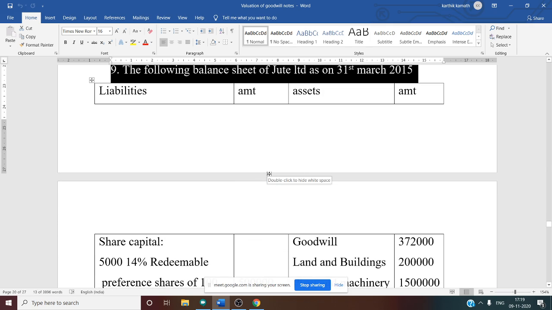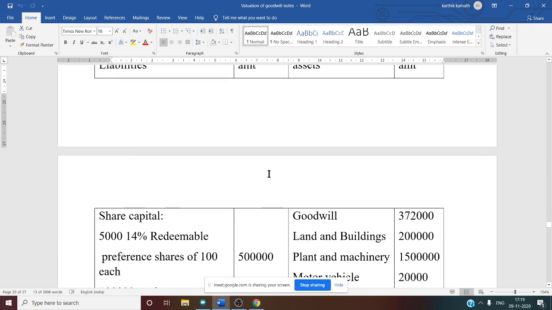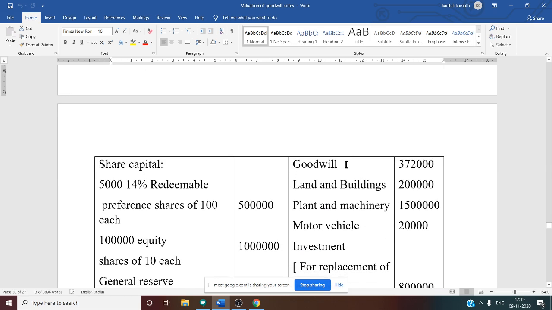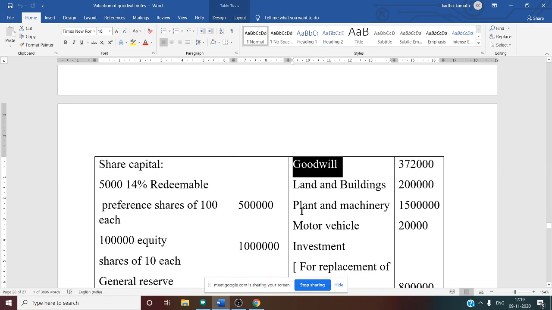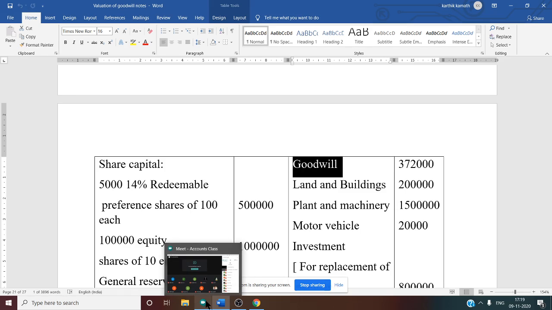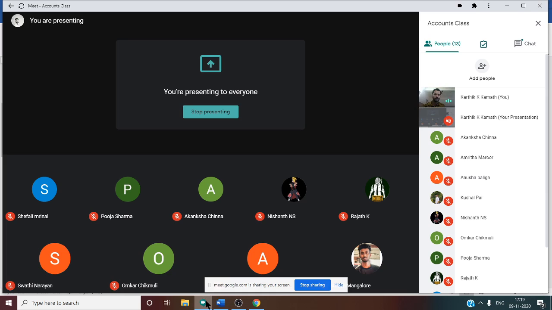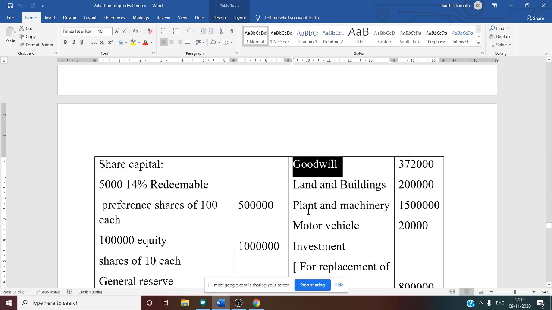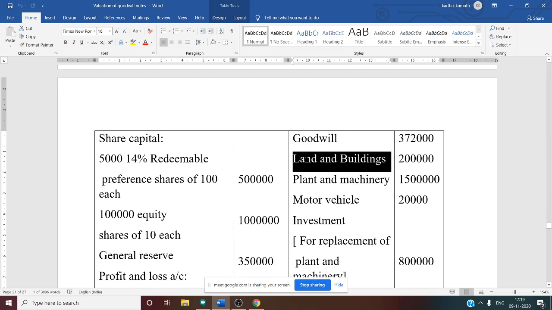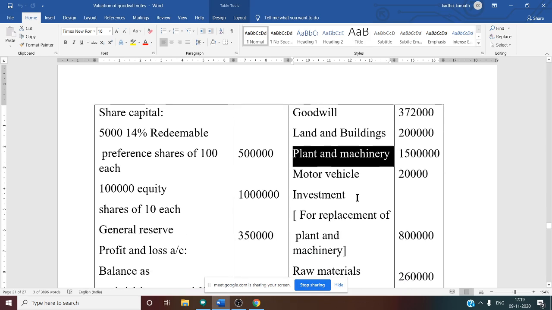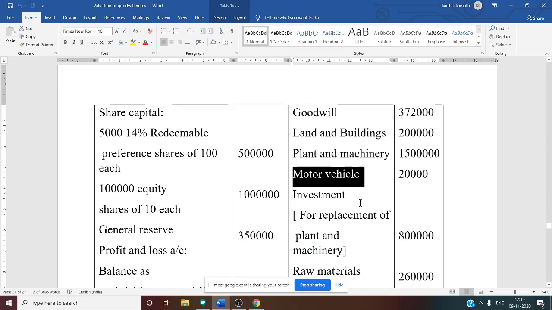So let us see the asset side one by one. On the asset side, there is goodwill information that is not to be taken while calculating by the net asset method. That is, while calculating capital employed, we should ignore this information. Why? Because we are calculating the valuation of goodwill. Yes, land and building appear under the agreed value of assets. Plant and machinery, again it is there. Then motor vehicle, again it comes.